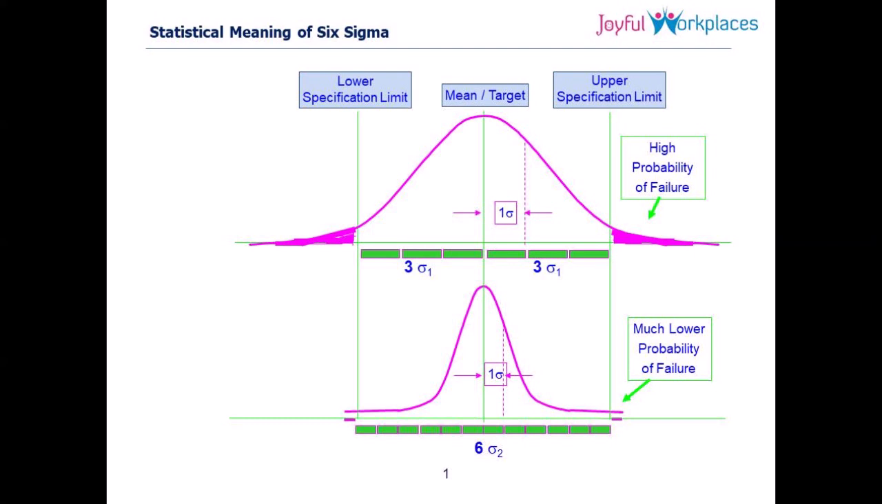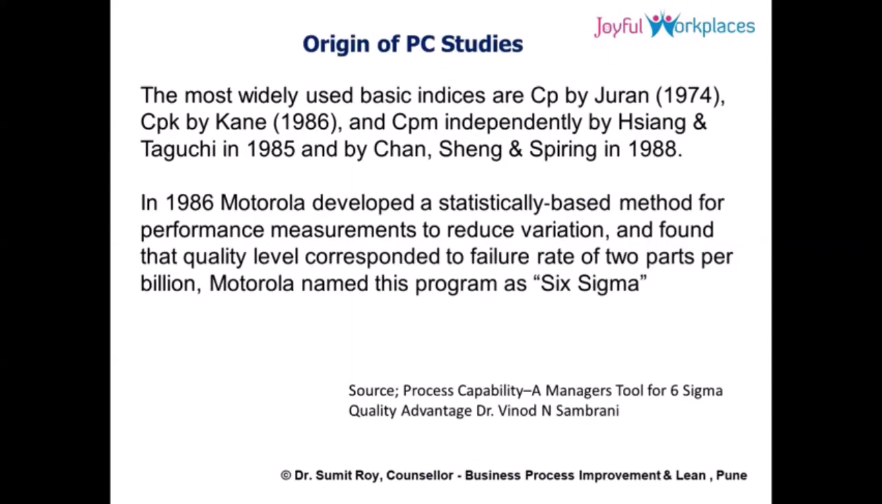So let's dive deep into what is process capability in a more technical manner. So what is the origin of the process capability study? Whenever we take the process capability index, the most conventional one is called the CP. That is called process capability index. Normally, that is the first thing that comes to the mind of people.